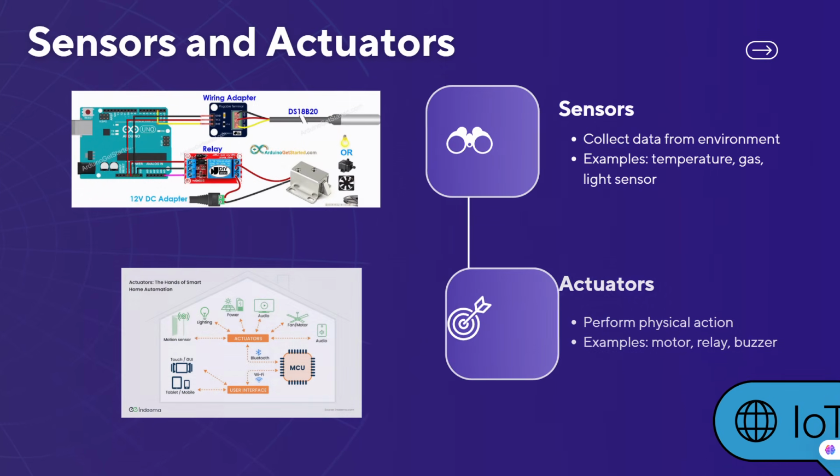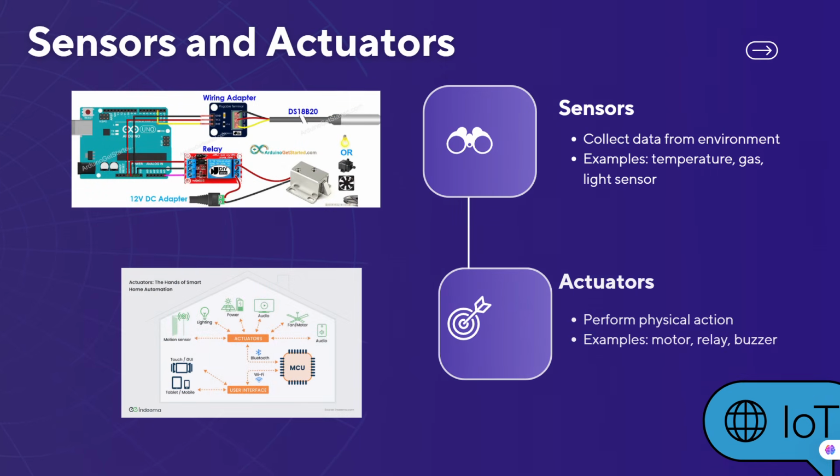Next is sensors and actuators. In this slide, you can see an Arduino board connected with sensors and a relay. This is a small but complete IoT hardware setup. Sensors are used to collect data from the environment. For example, temperature sensors measure temperature, gas sensors detect harmful gases, and light sensors measure light intensity.